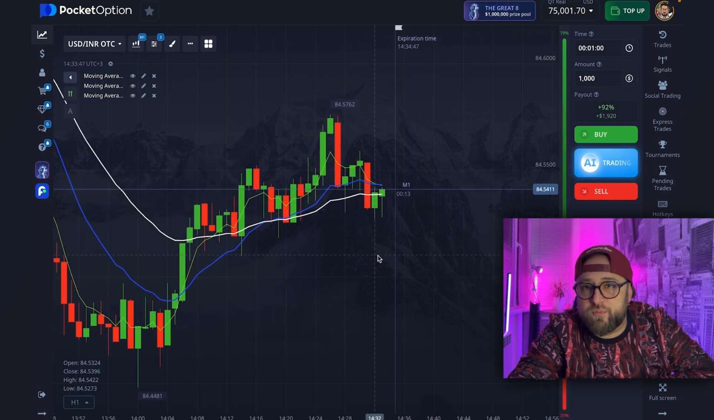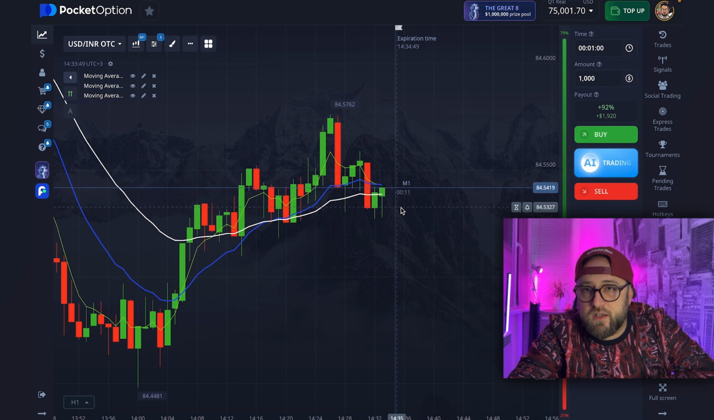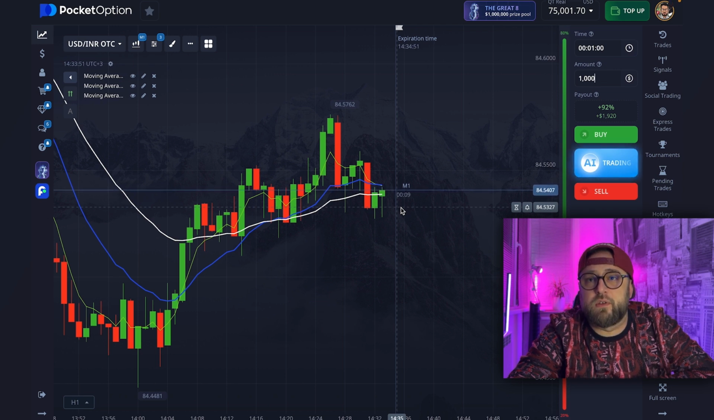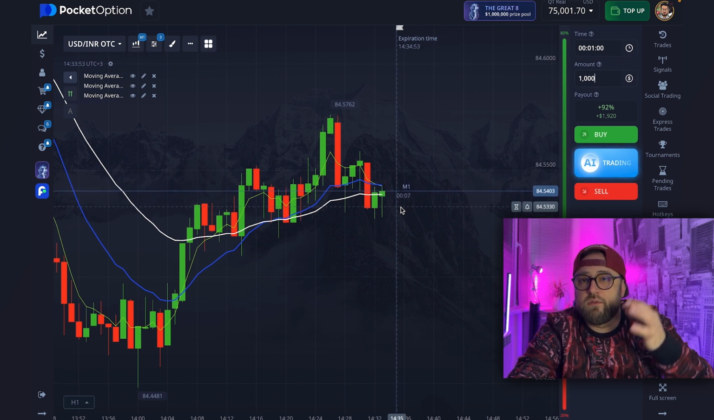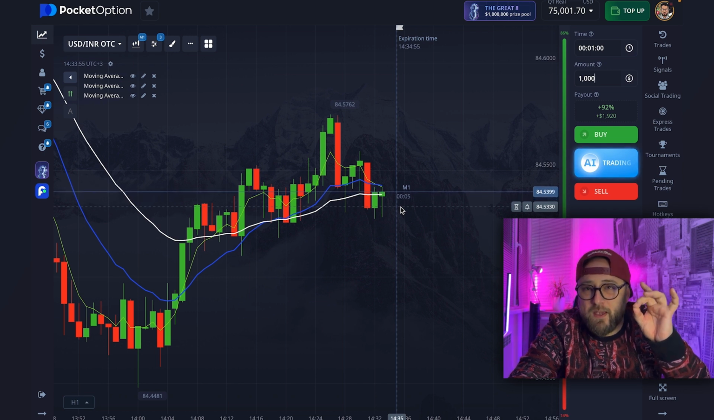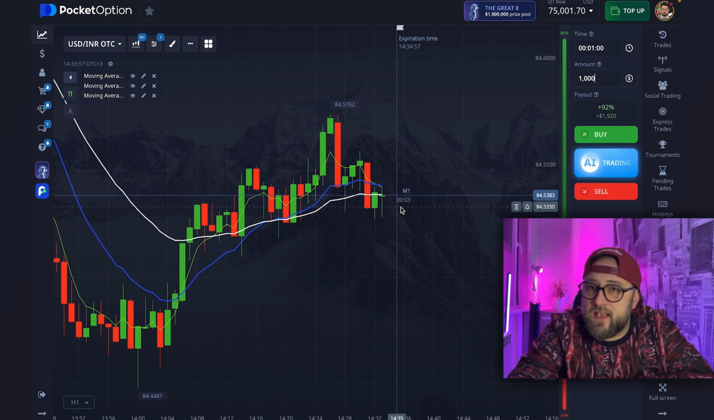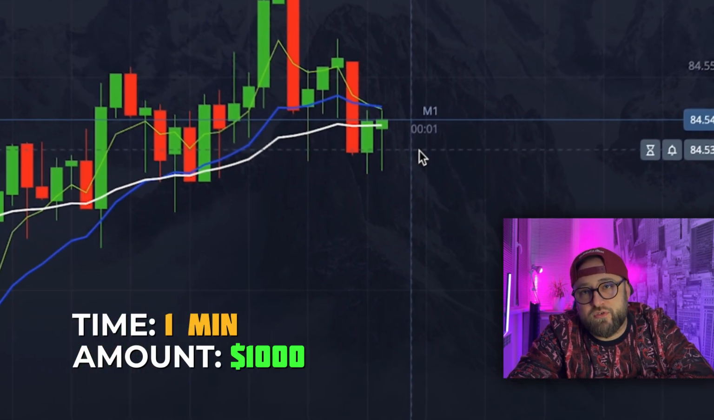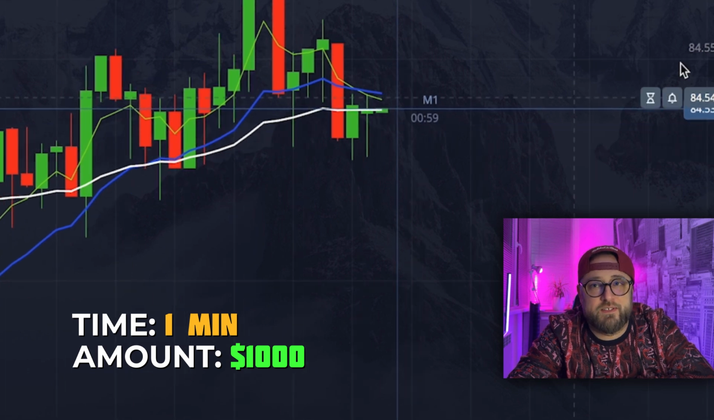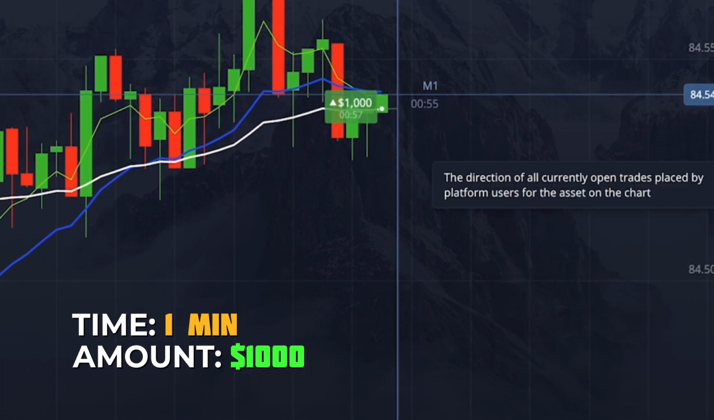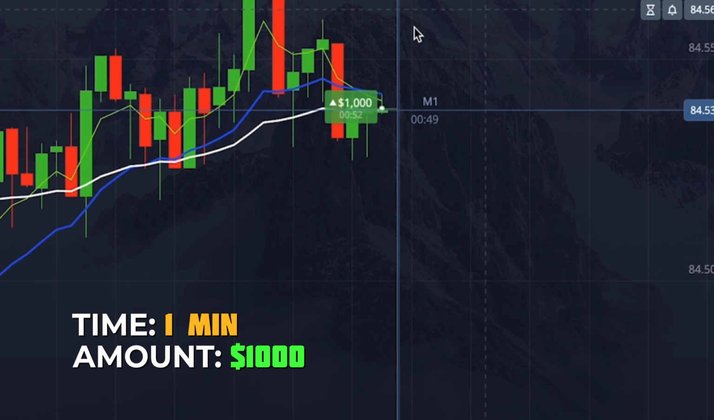Okay, look at this pullback. You see, that's something we're looking for. The candle is very weak. In this case, it doesn't even matter if it's orange or green. I just opened the buy position. For me, it's very clear. And this is how this strategy works.